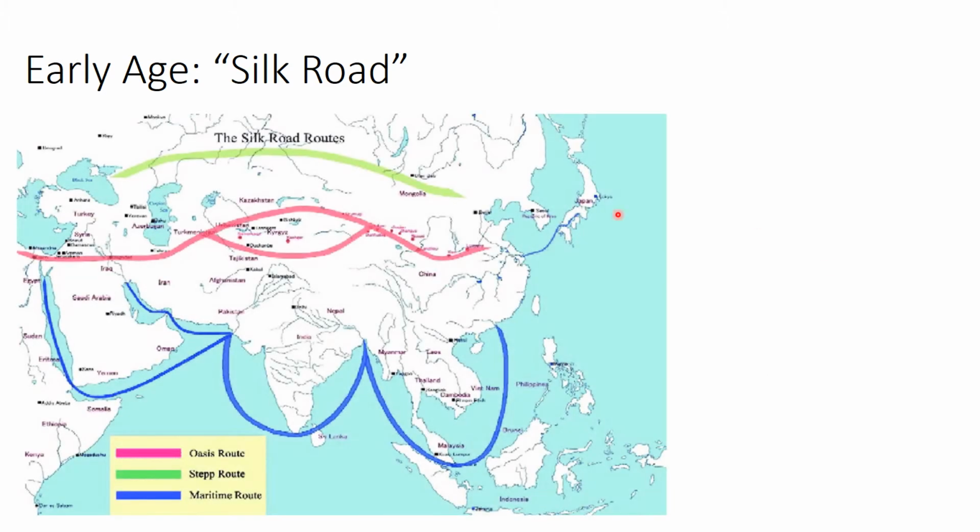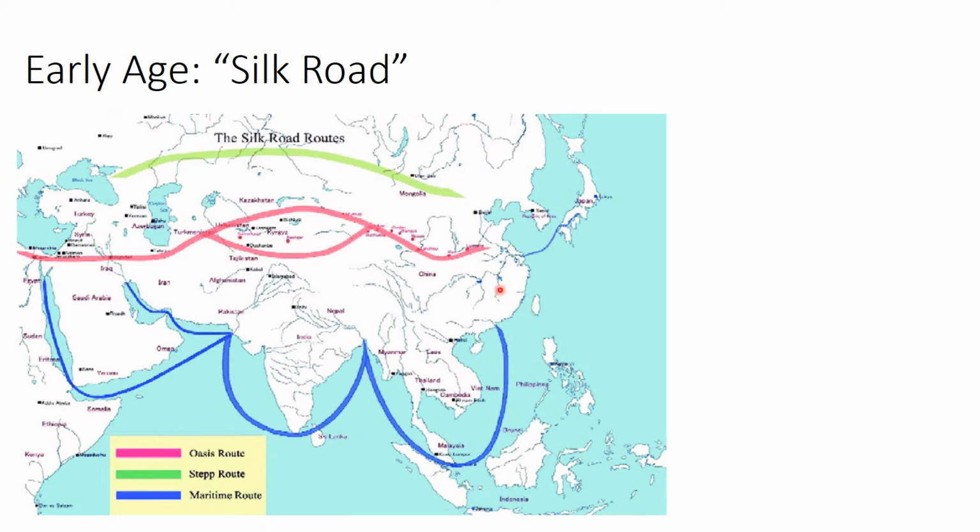The next wave of globalization is the Silk Road. And there are three types of Silk Road. The Oasis Road, if you pass through the desert. The Steppe Road, if you pass through the mountains and grasslands. And the Maritime Road, if you pass through the sea, and you are using ships.